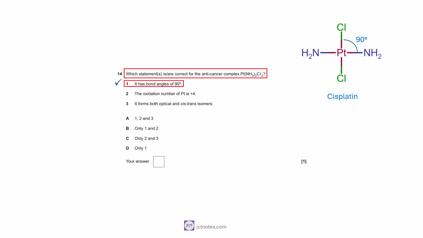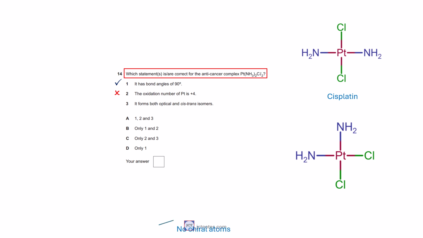The oxidation number of platinum is +2, as each chloride contributes -1 and ammonia is neutral. 2 is not correct. The molecule exhibits cis-trans isomerism, with ligands of the same type positioned either adjacent to or opposite each other. However, it lacks chiral atoms, so optical isomers are not possible. 3 is not correct. Only statement 1 is correct, and the answer is D.